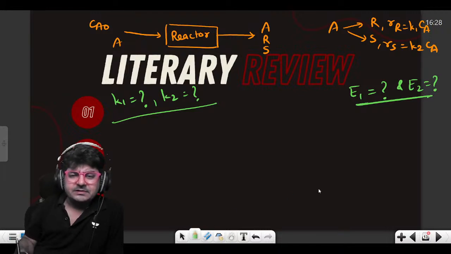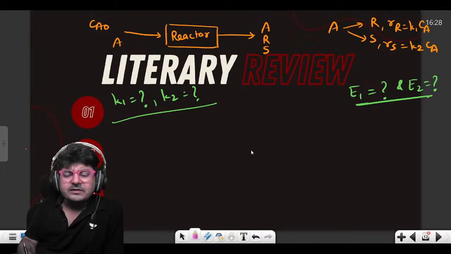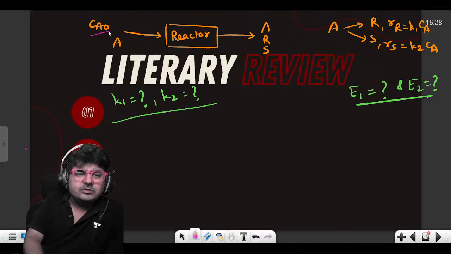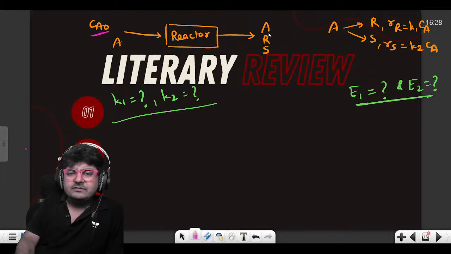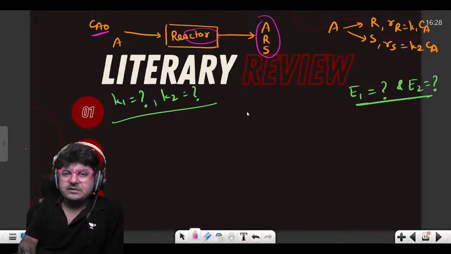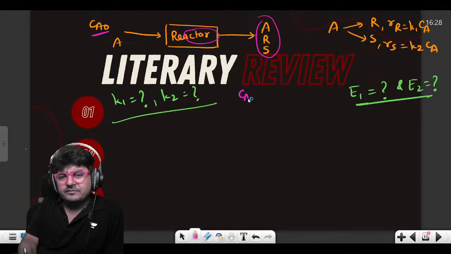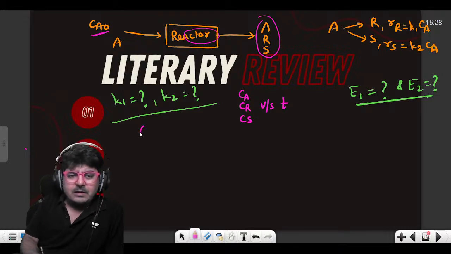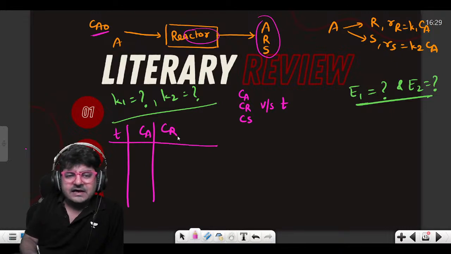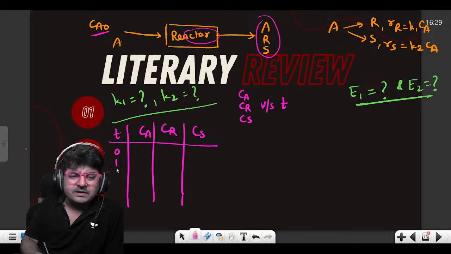बहुत easy है. See, this is very basic. You know that. तो हम क्या करेंगे? Here we know the CA naught. So based on the reactor outlet or based on the reaction mixture inside the reactor, we can find out the values of Ca, Cr, Cs versus T. मतलब आप अलग अलग टाइम पर Ca, Cr और Cs की वैल्यूज मेजर कर सकते हो. T0, T1, T2 and so on.